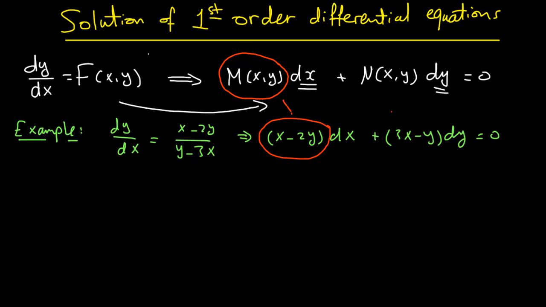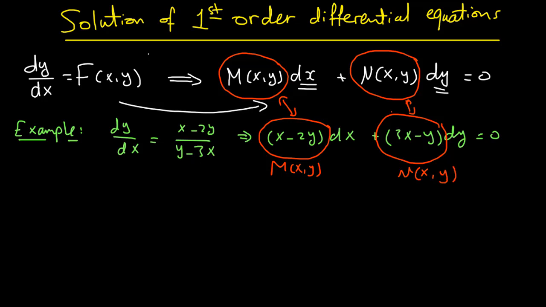So by comparison here, if we compare the two terms that are multiplied by dx, we can find our function M, and if we compare the two terms which are multiplied by dy, we can find our function N of x and y. And this is how we can put the differential equation in this form.